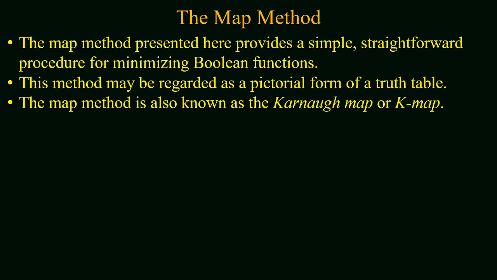The alternative to the use of Boolean expression rules for simplification is the map method. The map method gives a simple, straightforward procedure for minimizing a Boolean function, and this method may be regarded as a pictorial form of the truth table because it uses the truth table or the canonical form of a Boolean expression for simplification. And this method is known as the Karnaugh map or the K-map.